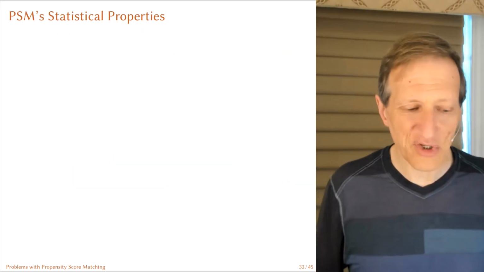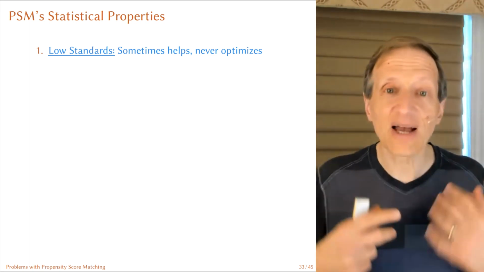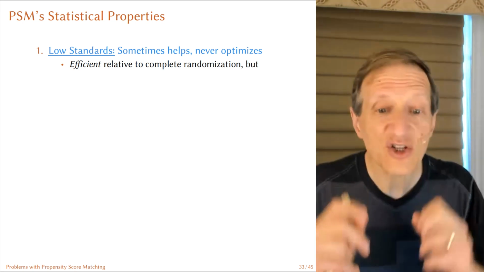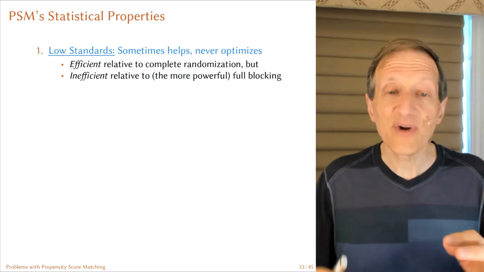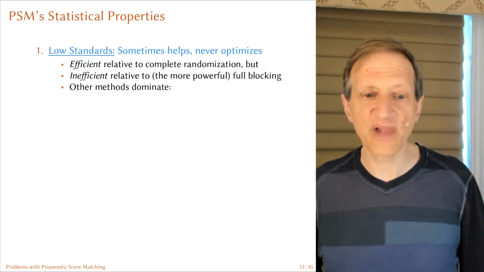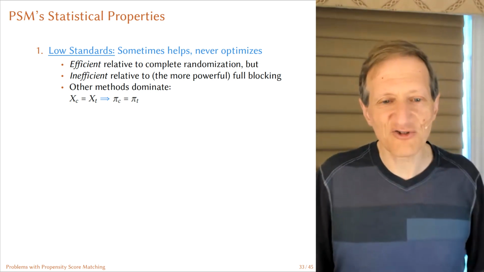PSM, propensity score matching statistical properties. It has low standards. Sometimes it helps, it never optimizes. It's efficient relative to complete randomization, but it's inefficient relative to the more powerful fully blocking. Other methods dominate it, and here's the interesting way to think about it.